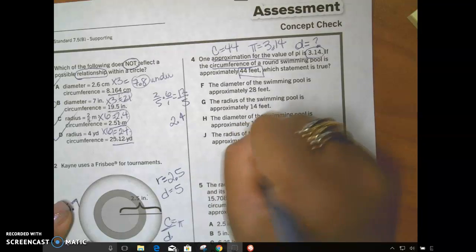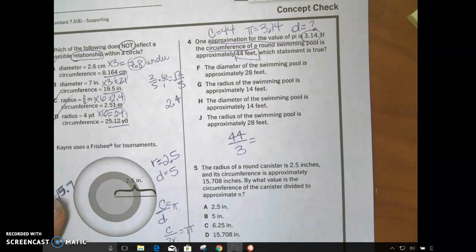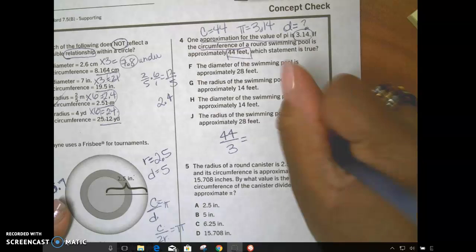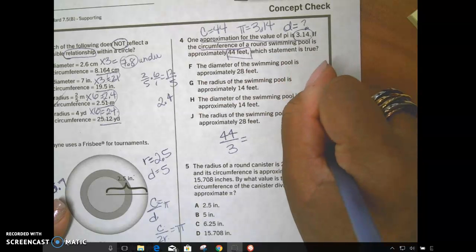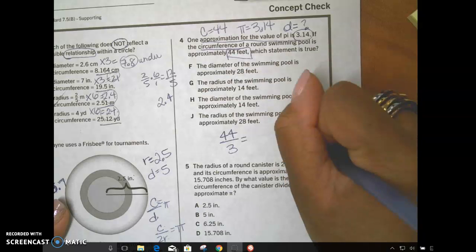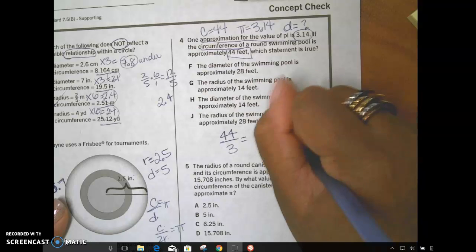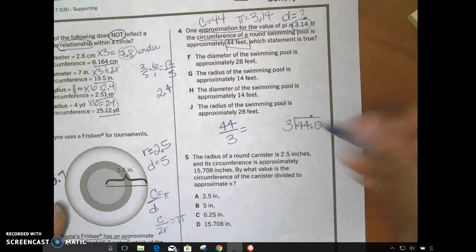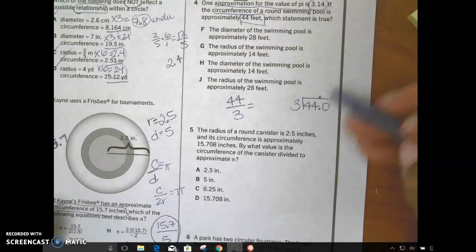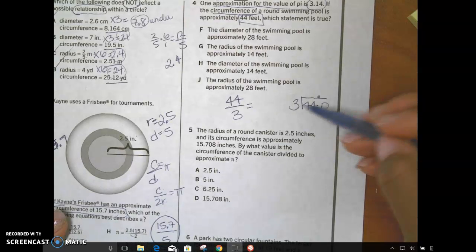Again, I am not relying on any of my answers. What is 44 divided by 3? How do I do this? Long division. Top in, bottom out. I don't know where you got 12 from, but somebody said divide 12, or put 12 in, 12 out.